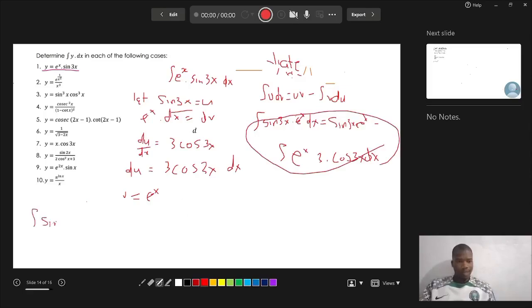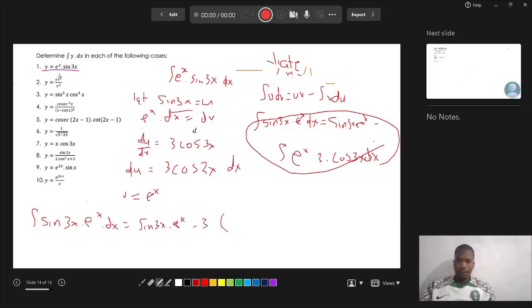sine 3x, sine 3x e to the power x dx is equal to sine 3x multiplied by e to the power x minus 3, right?